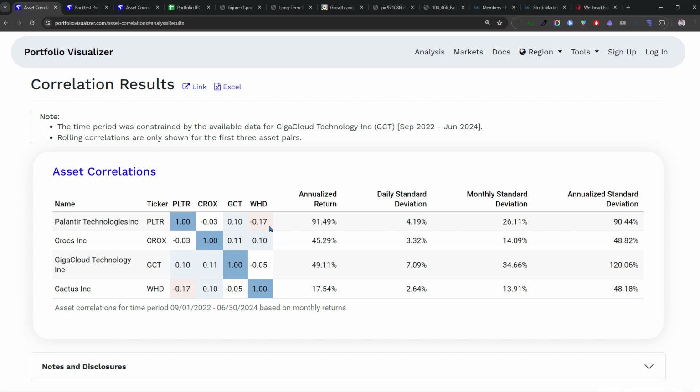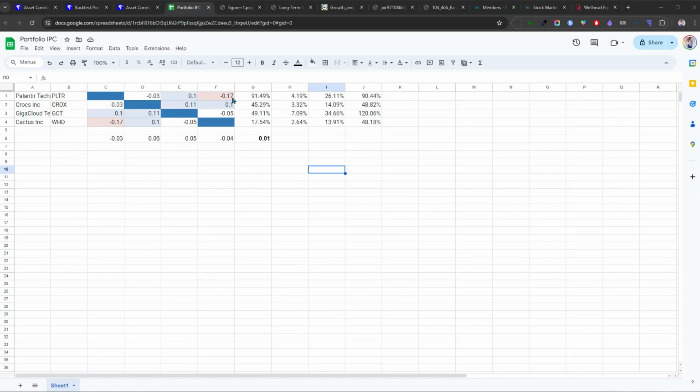Negative 17% correlation with Palantir, 10% positive with Crocs, negative 5% with GigaCloud. With its inter-portfolio correlation IPC score against the other 3 stocks in the portfolio coming in really good, minus 4%. Taking my overall portfolio IPC, almost bang on zero, 1% positive correlation, just about as good as you'll see. So this is my current stock picks portfolio. Like I said, I'll be adding Cactus tomorrow at a random time in there.